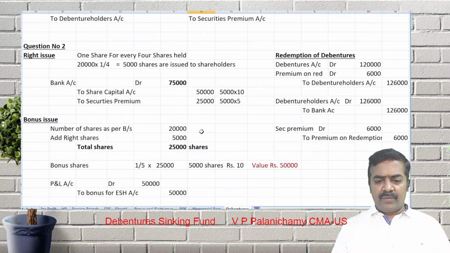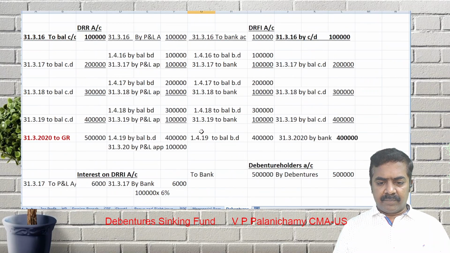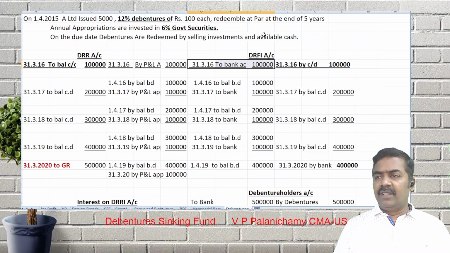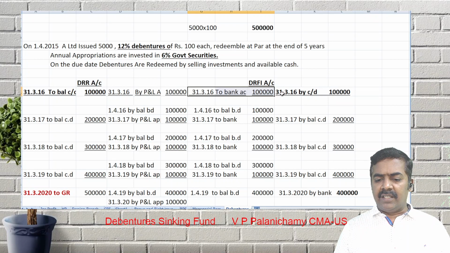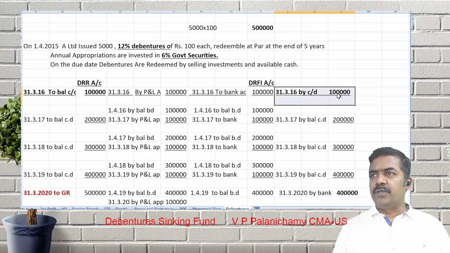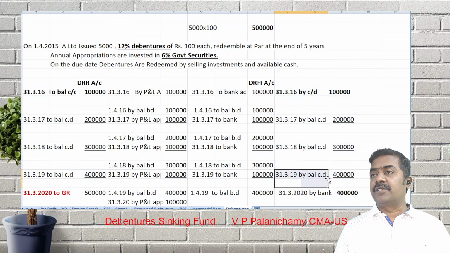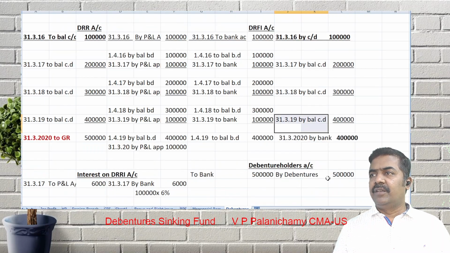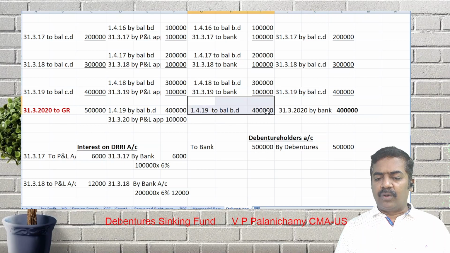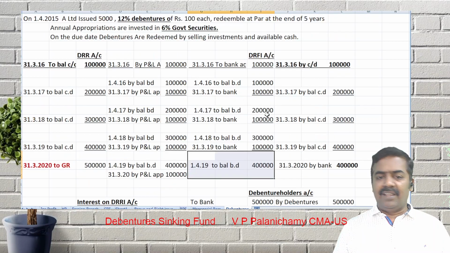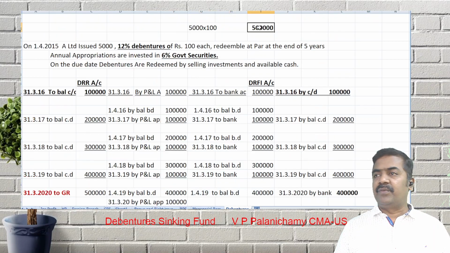For example, first year how much have we invested here? 1 lakh. Is any debenture due for redemption in that year or the next year? No, sir. Debentures are due for redemption only in the fifth year. In the fifth year we have 4 lakhs of investment. What are the debentures redeemable? 5 lakhs, which comes to 80%.